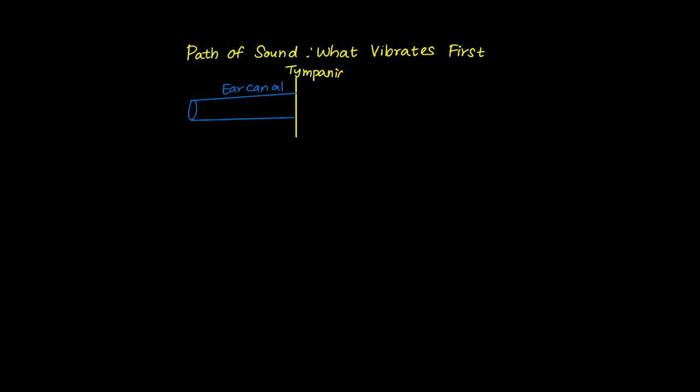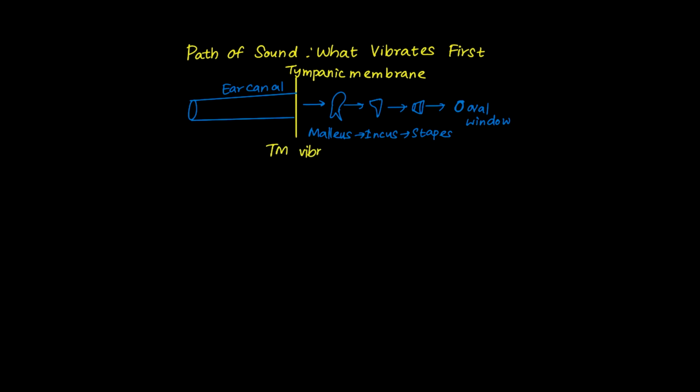Sound waves travel down the ear canal and hit a thin membrane that vibrates. That's the tympanic membrane, the eardrum. It's the very first structure that vibrates when sound arrives. After the eardrum vibrates, it passes those vibrations to the malleus, which is the first ossicle physically attached to it. Then the malleus passes them to the incus, and the incus to the stapes. The stapes pushes against the oval window, transmitting vibrations into the inner ear fluid.